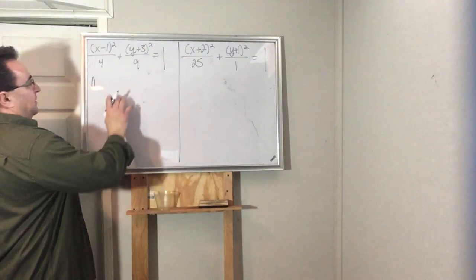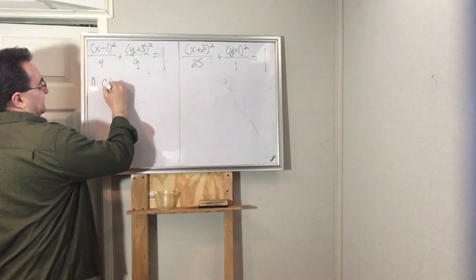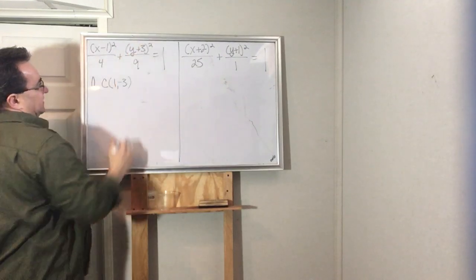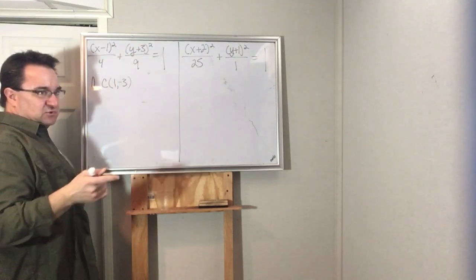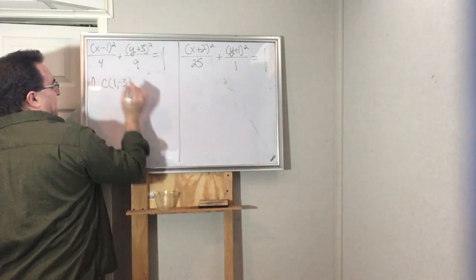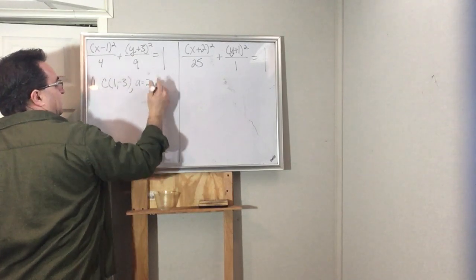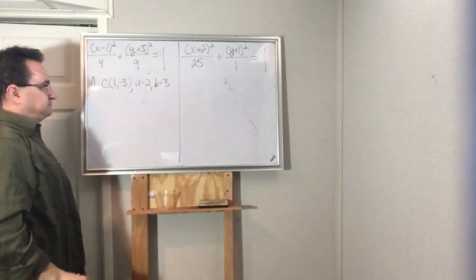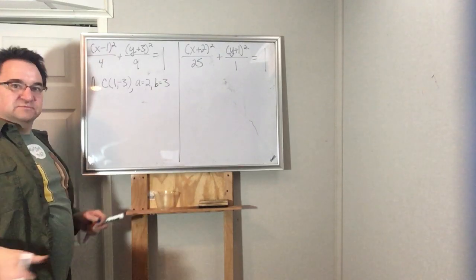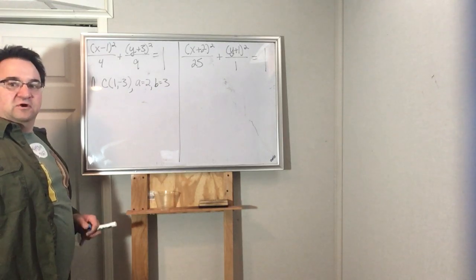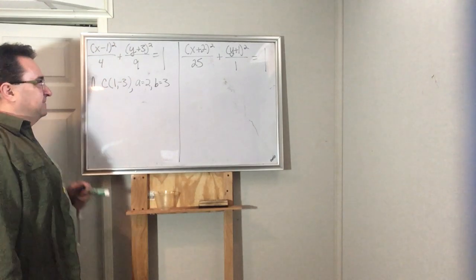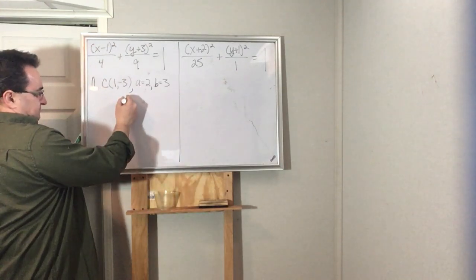Furthermore, I know the center is going to be at (1, -3). X stuff with X stuff, Y stuff with Y stuff. Switch the signs. That's the same all the time. I also know that A is 2 and B is 3. And, you know what? We won't worry about the foci. Let's just get the ellipse, so we won't worry about C. Let's see what we got.